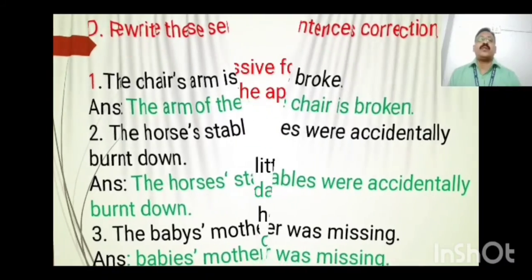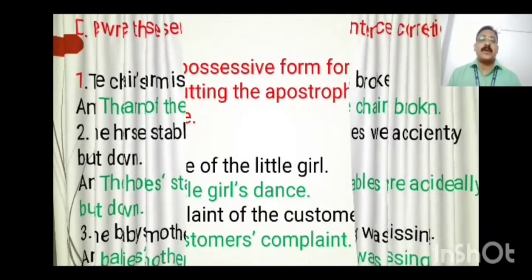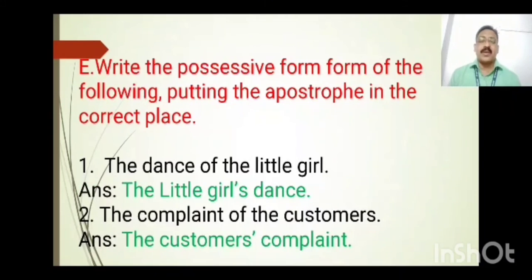Now we move on to the next bit, that is bit number E. Write the possessive form of the following, putting the apostrophes in the correct place. First, question number 1. The dance of the little girl. We have to change this into possessive form. The little girl's dance.